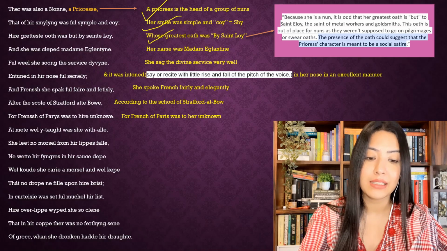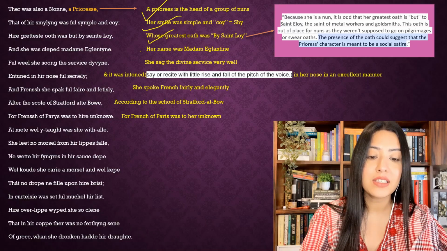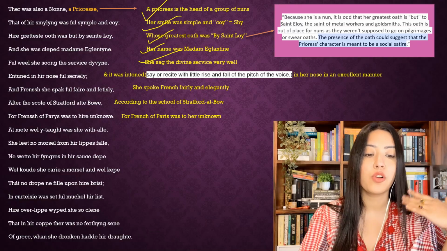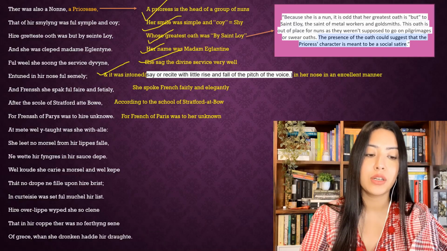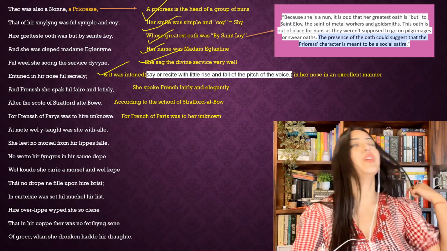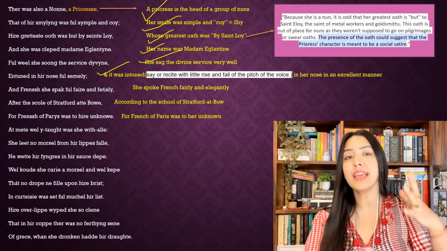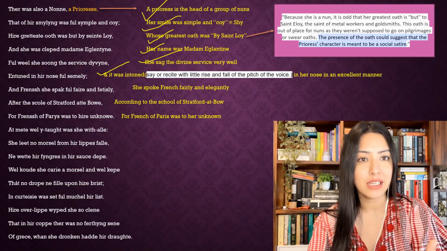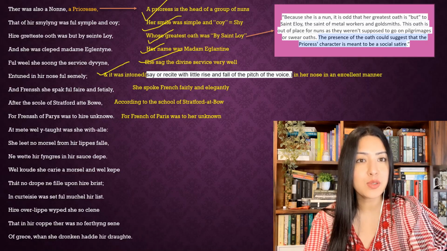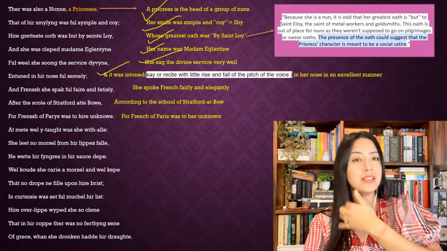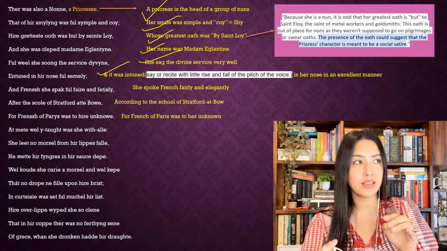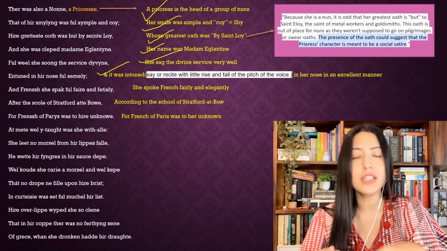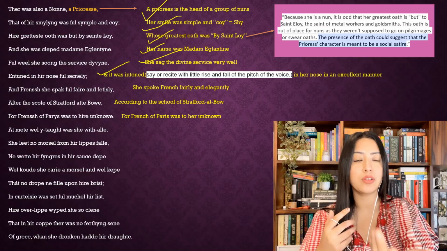Her name was Madame Eglantine. She sang this divine service very well. It was intoned, or she would recite with rise and fall of pitch of the voice. It was intoned in her nose in an excellent manner. So outwardly, when she's singing the service, when she's talking, it's all about religion outwardly. But if you dive deep into her character traits, you'll see that the outward appearance is not the truth. There is this balance between spirituality and the material world. You'll find it in her. It's not a balance, there's a contrast between the outside and the inside.